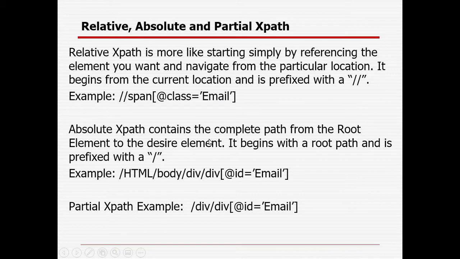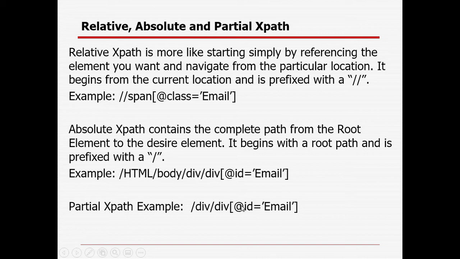Whereas absolute XPath contains the complete path from the root element to the desired element. It begins from the root and is prefixed by a single slash. So that is the basic difference. Whereas partial XPath is where you remove some of the path from your absolute XPath, and you can still identify the element with the partial path. So that is called partial path.